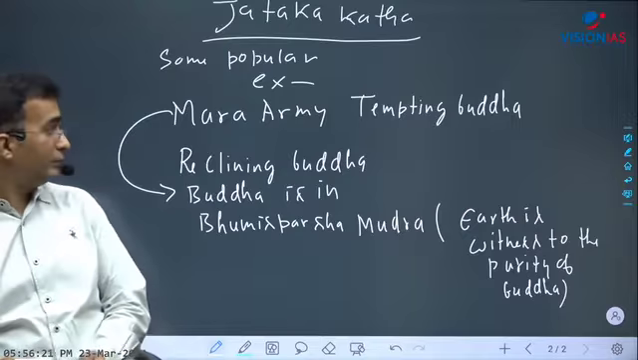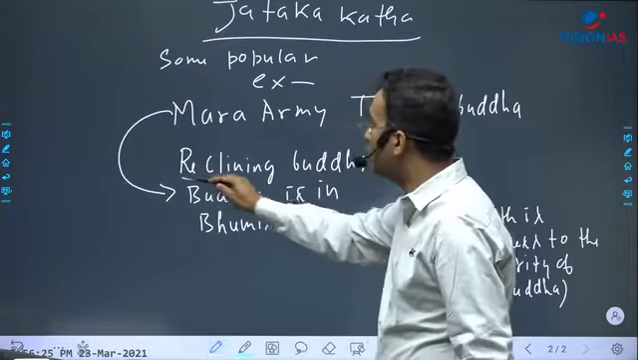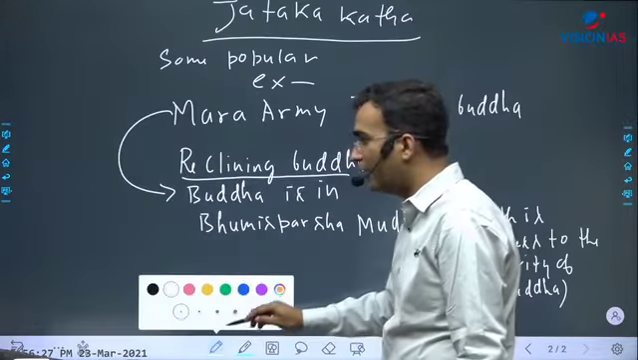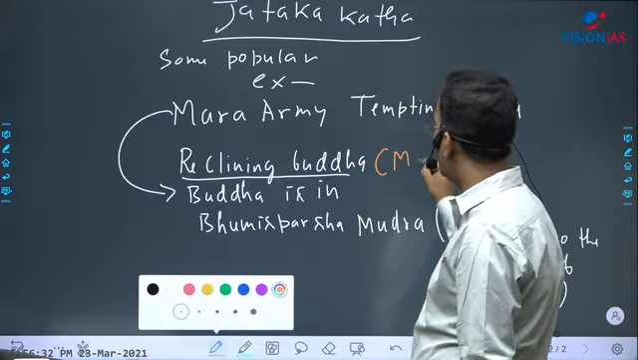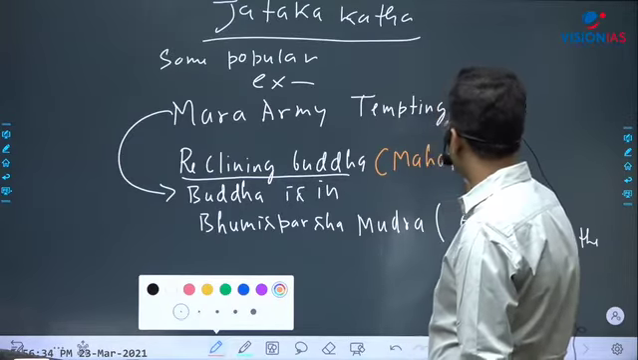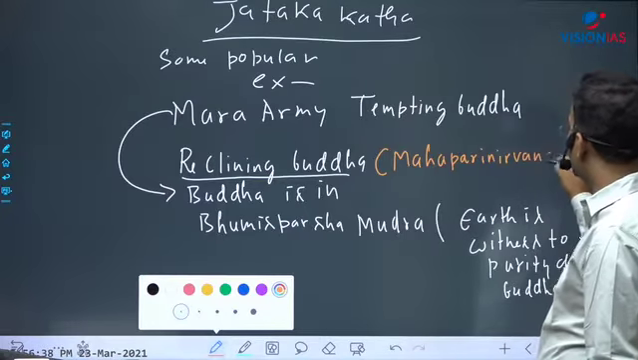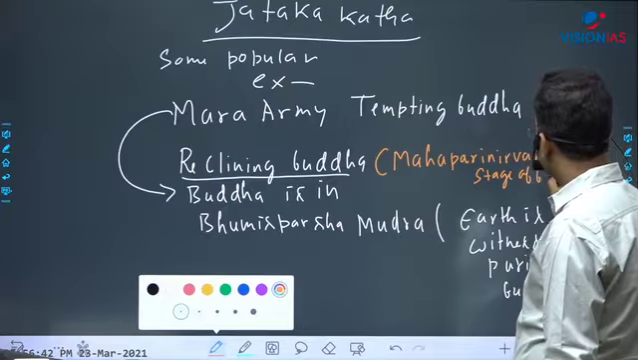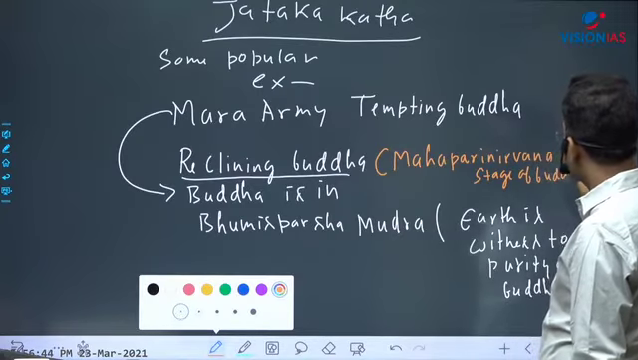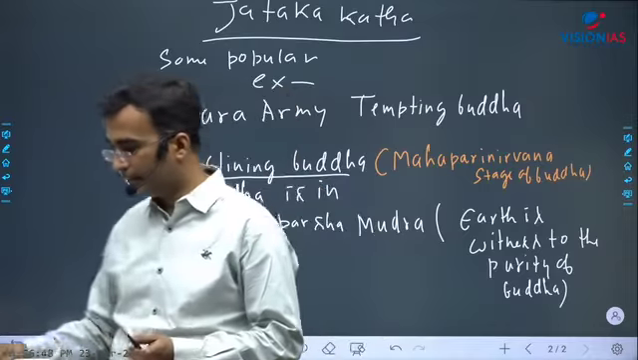Then, it may be this second example which you have written, reclining Buddha. You can add one more word in this one. It is about the Mahaparinirvana stage of Buddha.